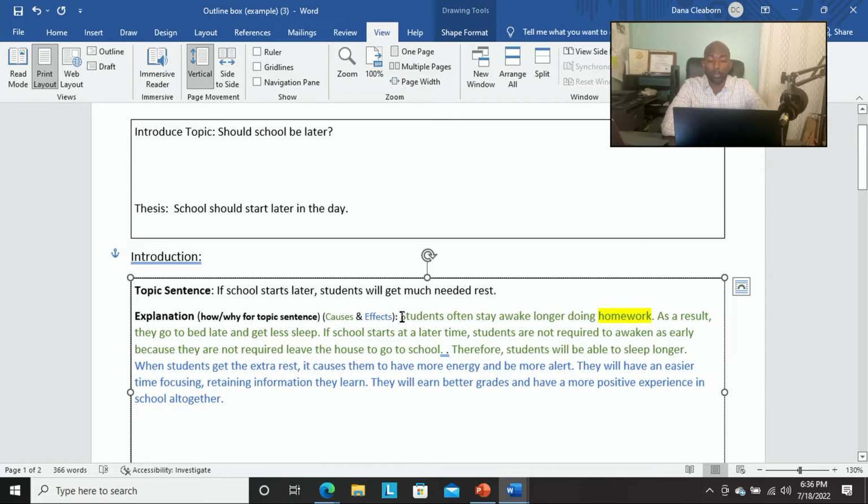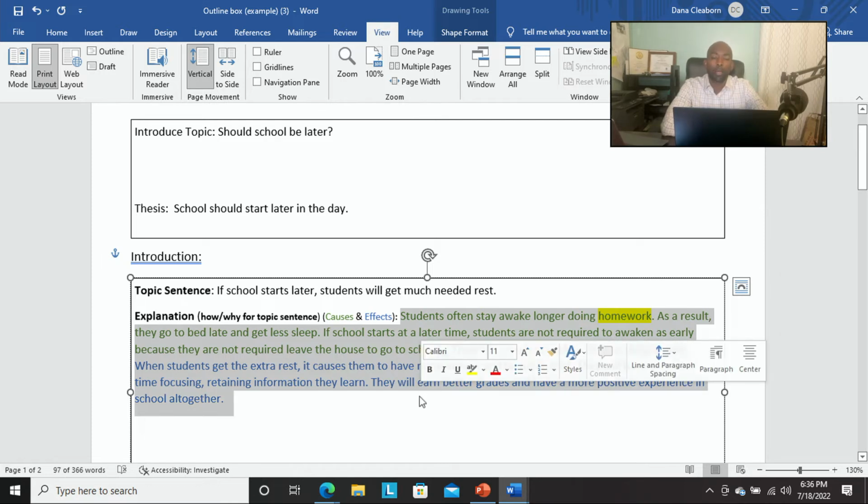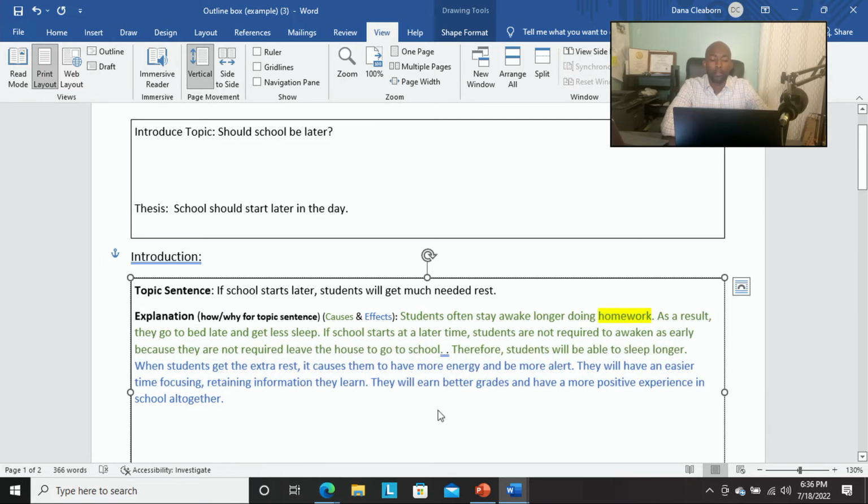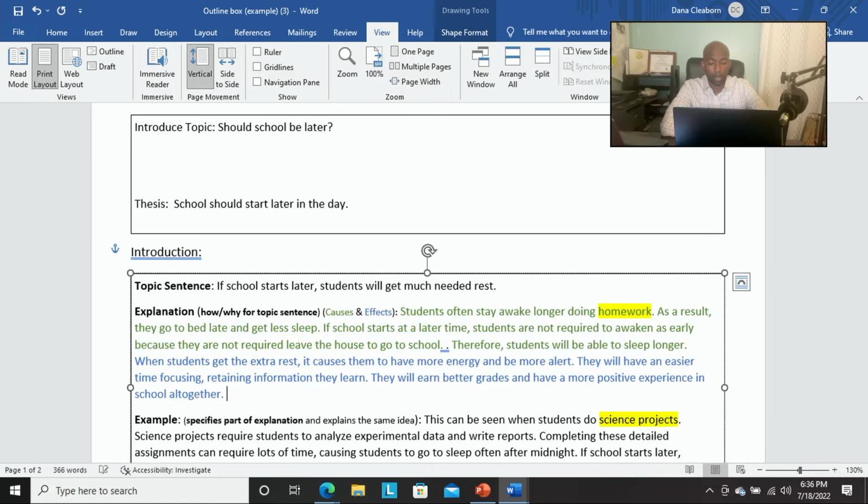So what we did is we looked at this explanation and said, okay, which one of these could we give a specific for? So we said, you know what? We could give a specific type of homework. Now, homework would be something that we could give a specific for. Okay, so that's what we did. Well, here it is. Let's go ahead and just kind of bring it back up.